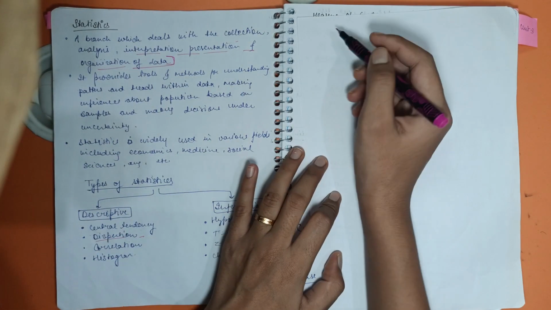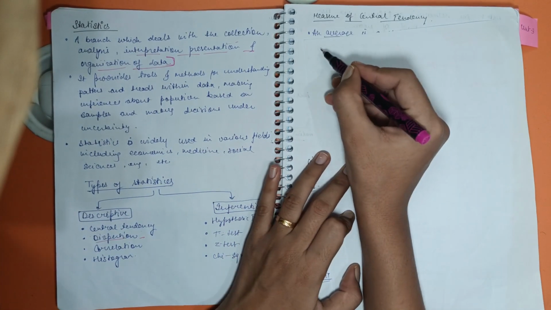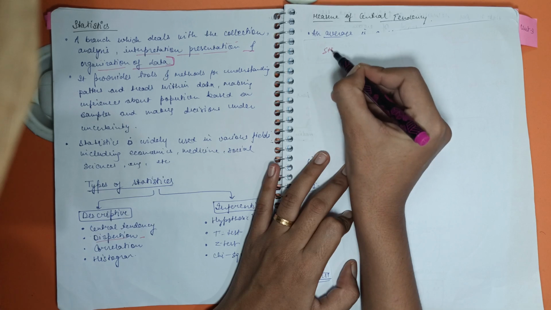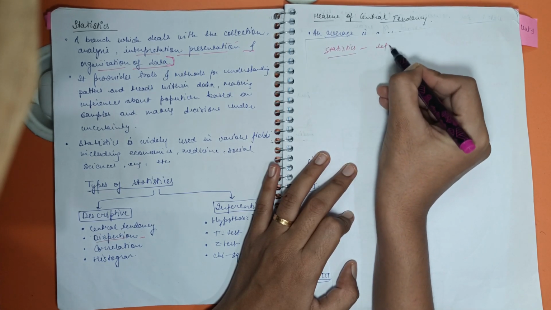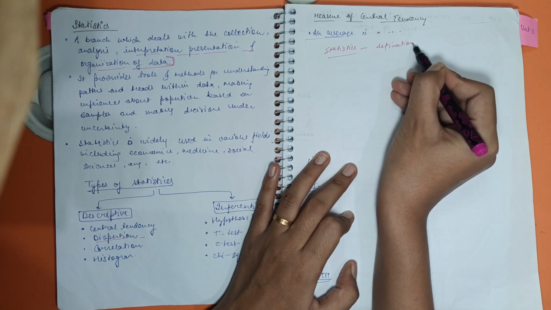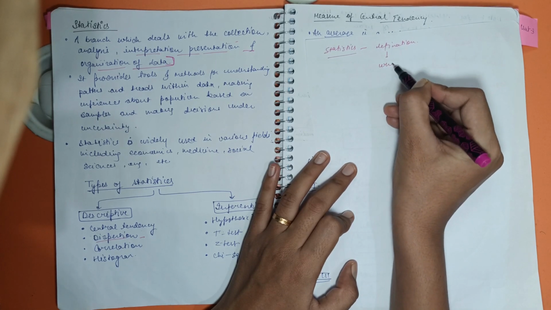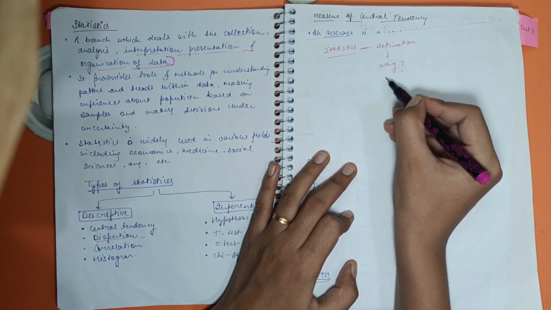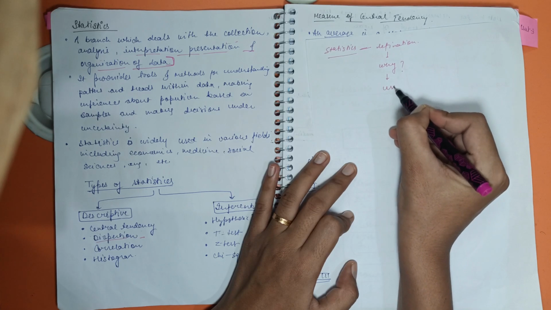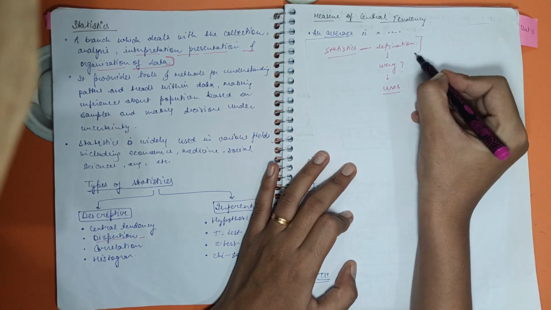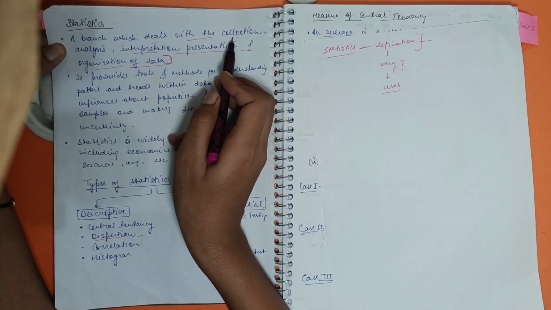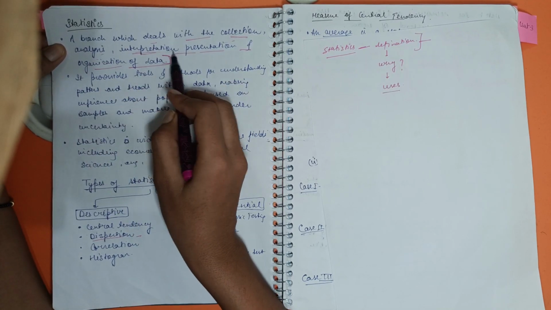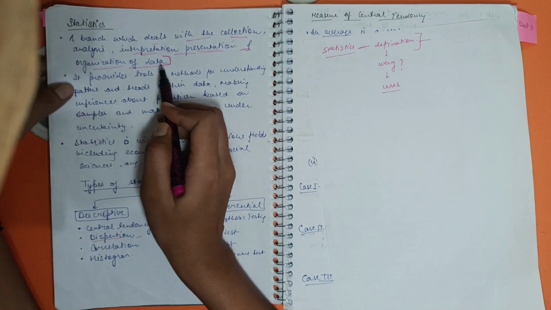So from today, we start our syllabus. First of all, we see the definition of statistics. After that, we see why we are studying statistics. What are the uses of statistics? So, statistics is a branch which deals with the collection, analysis, interpretation, presentation, and organization of data.